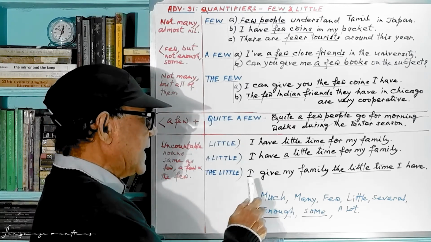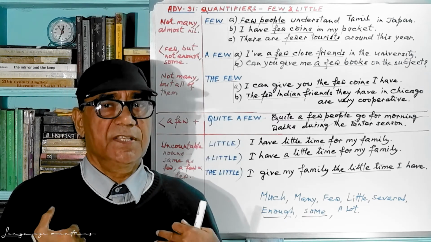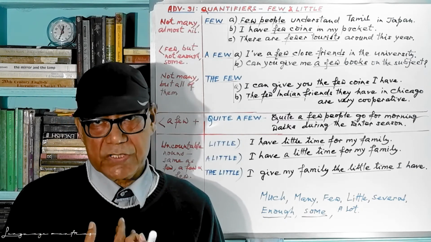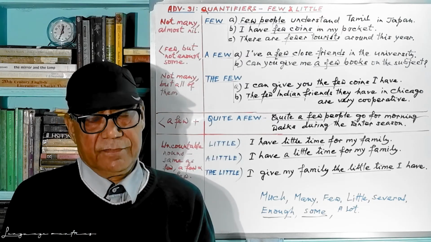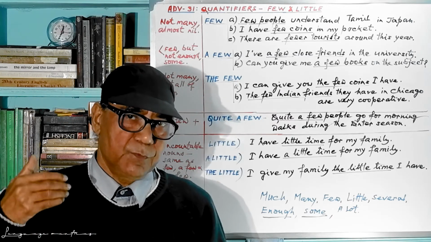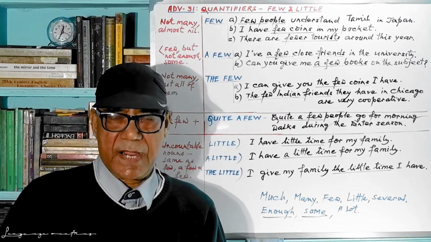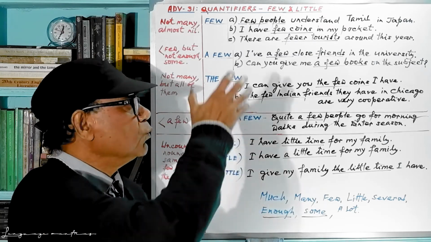The little, I give my family the little time I have, but my honesty is there. I always keep myself busy with works, but whatever time I have, whatever amount it may be, if I can manage, I give 2 hours, although it is little time, but I give it all to my family. So take care of these words.